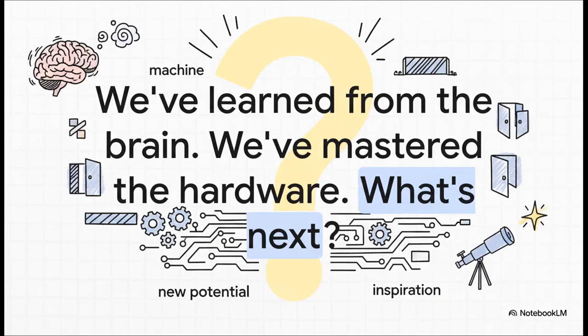Which really leaves us with one final thought. We've started to crack the memory problem by learning from the brain and by mastering the machine, and that's unlocking some incredible potential. So the question we're all left with is, what's the next big bottleneck? And where on earth are we going to find the inspiration to break through it?